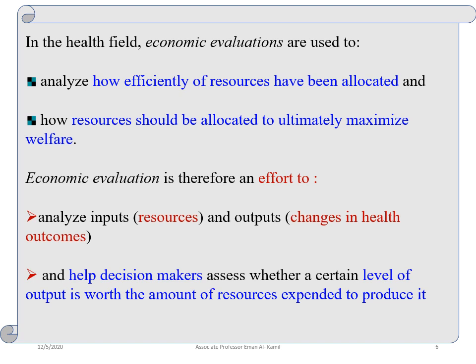Therefore, economic evaluation first analyzes the input, which is resources. We identify what resources we have and measure them against the output, which is the change in the health outcome or in the health status of the people by applying different programs. Also, it helps decision makers assess whether a certain level of output is worth the amount of resources expended to produce it. As a decision maker, they have to assess whether the output compared to the input was spent in a good way or not.